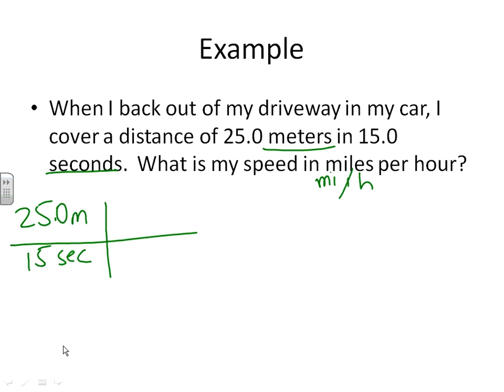You can do this with one really long T-chart. We're starting off with meters per second. The reason I'm putting the meters on the top and seconds on the bottom is because this is a fraction, 25 meters covered in 15 seconds. I want miles per hour, so I want distance on the top and I want time on the bottom. That's what I have here.